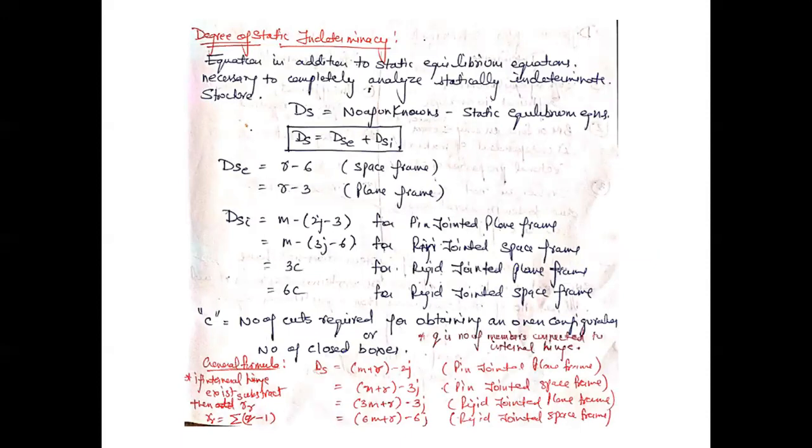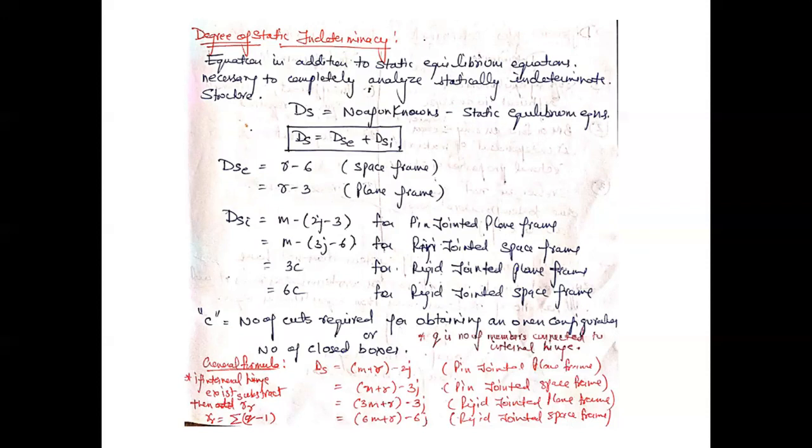This is what we can conclude about static indeterminacy. Static indeterminacy is the number of equations, in addition to the static equilibrium equations, necessary to completely analyze a statically indeterminate structure. Basically, this is the number of equations exceeding the equilibrium condition.